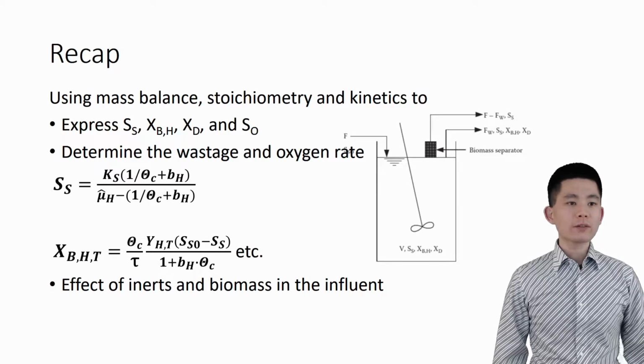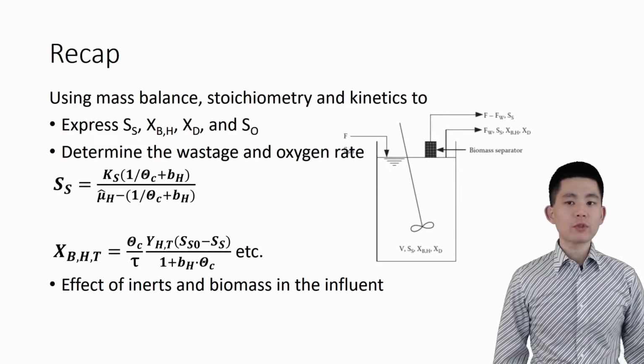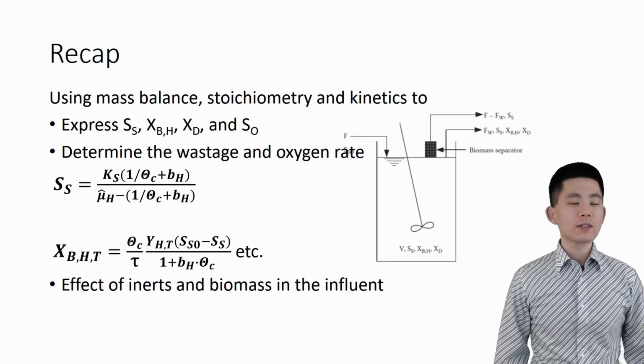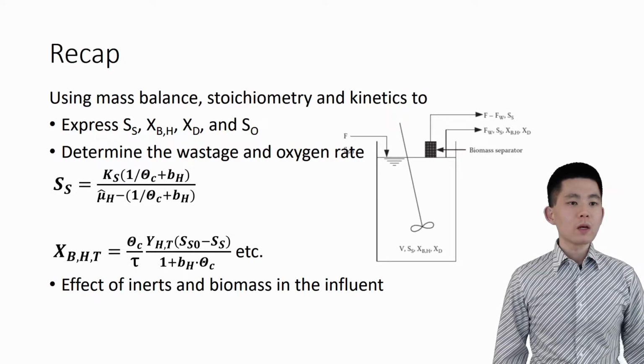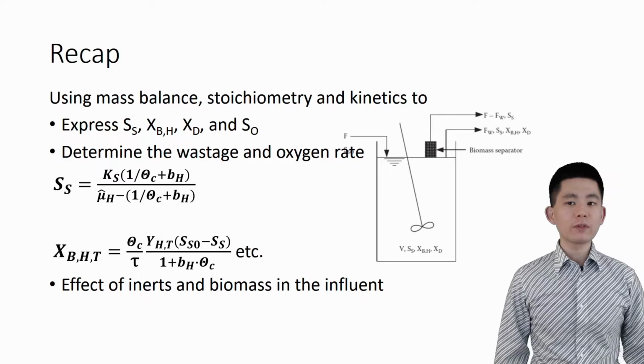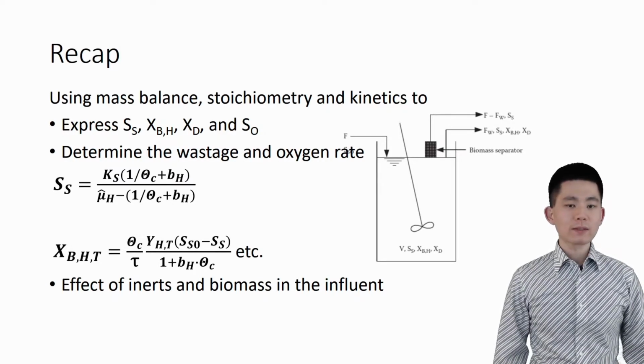We first write out the mass balance of various components in the reactor and use stoichiometry and kinetics to describe the reaction terms. From the mass balance, we have found the expression for various performance parameters such as effluent substrate concentration, active biomass concentration, debris concentration, MLSS, wastage rate, oxygen demand, etc. Then we extend the model to more complicated effluent that contains biodegradable and inert particles and active biomass.